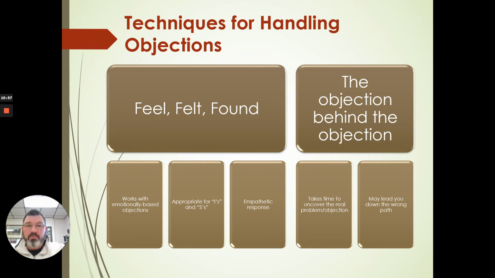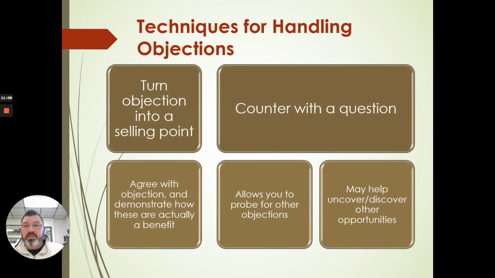So back to that clarification concept that I was talking about in a prior slide, try and get to that objection behind the objection. Turn the objection into a selling point. So agree that the objection is valid, demonstrate how that actually turns into a benefit for them. That's a great technique, and if you do that effectively, I would be ready to ask for the sale right then and there.